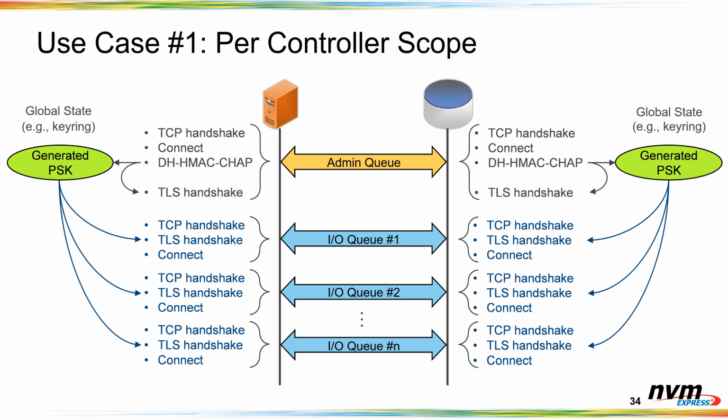The scope that everyone liked and would like to do was, okay, I do my TCP handshake, my connect, my DH-HMAC-CHAP on the admin queue. The DH-HMAC-CHAP generates a PSK, also does a TLS handshake for TLS concatenation as David described, and now I have my admin queue in TLS. And then use this generated PSK to do a direct TLS connection. So TCP handshake, TLS handshake, connect, done. And all the IO queues just leverage this generated PSK, kind of global between these two entities.